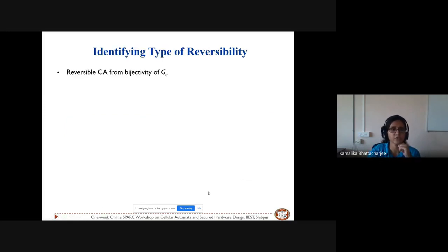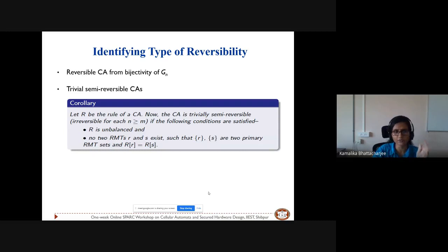So our target is to identify reversible CAs and identify the class of reversibility, that is, the reversible CAs and semi-reversible CAs. Among semi-reversible CAs, the trivially semi-reversible as well as non-trivially semi-reversible, and the strictly reversible CA. Now for strictly reversible CA, we already have one theorem that will help us. For trivially semi-reversible CA also, we can predefine some conditions.